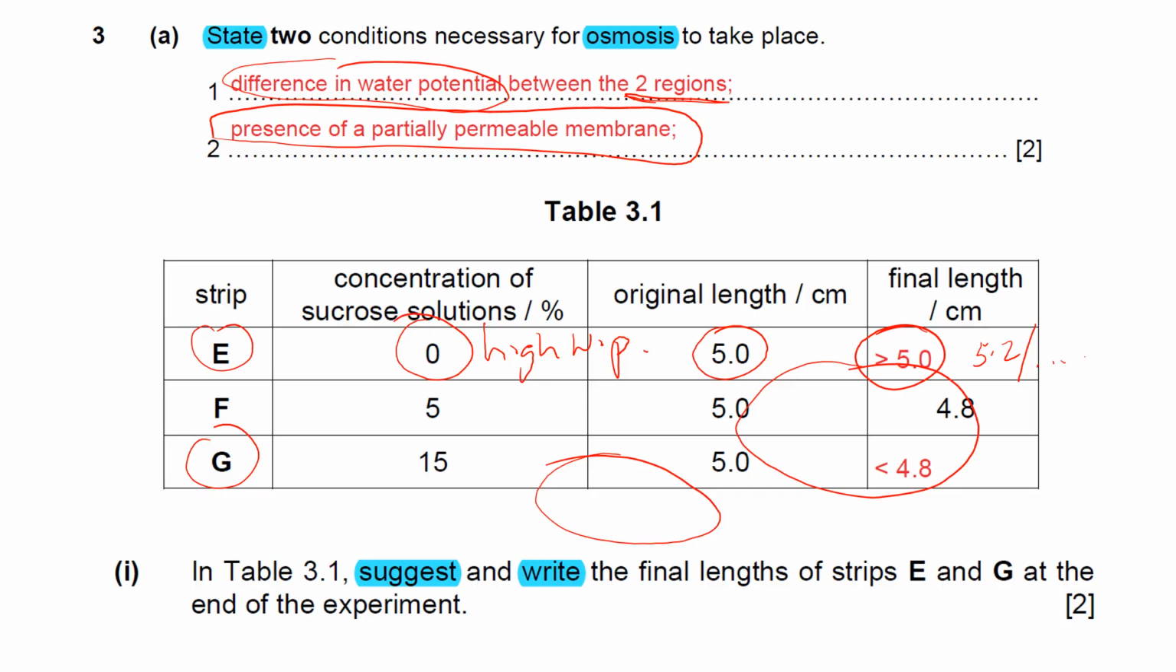Strip G is in 15% sucrose, which means that it is very low water potential. The cells will lose water into the solution, and so the celery strip will shrink. If this is already 4.8 at a lower concentration, then at 15% it must be less than 4.8. So it has to be maybe about 4.4, or maybe even less, but it cannot be too ridiculous. So this is part 1 for you.